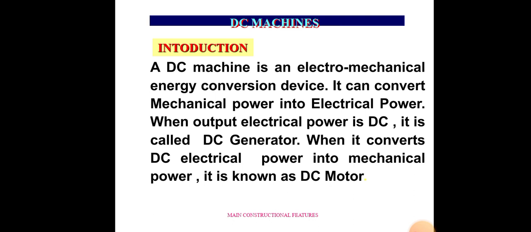A DC machine is an electromechanical energy conversion device. It means it can convert mechanical power into electrical power or electrical power into mechanical power. The conversion of mechanical power into electrical power can be achieved with the help of a DC generator. The conversion of electrical power into mechanical power can be achieved with the help of a DC motor.